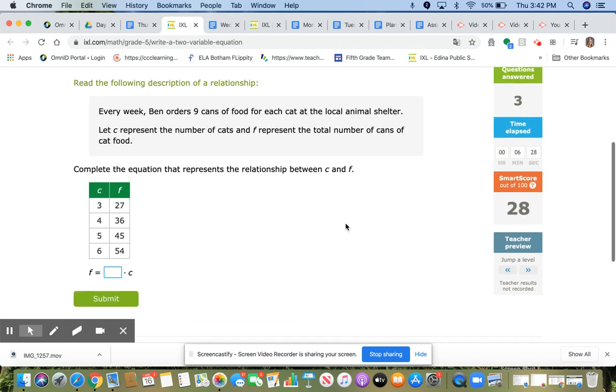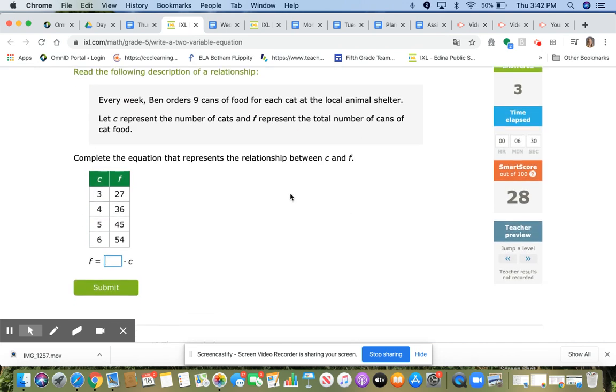All right, one more and then you're off. Every week, Ben orders 9 cans of food for each cat at the local animal shelter. Let C represent the number of cats and F represent the total number of cans of cat food. All right, so the relationship between C and F, the relationship between the number of cats and the total number of cat food cans.